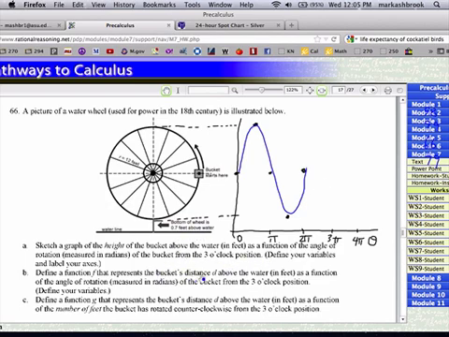Define a function that represents the bucket's distance above the water in feet as a function of the angle. So is that the same one that we just drew? Do we have the same input and output for A and B? Or what we drew and what we're going to do here? Yes. So you told me this is a sine, but it also could be cosine with a horizontal shift. We talked about that last time, right? But it's more convenient just to use sine, then we don't have to worry about a shift. So we'll just do sine of theta.